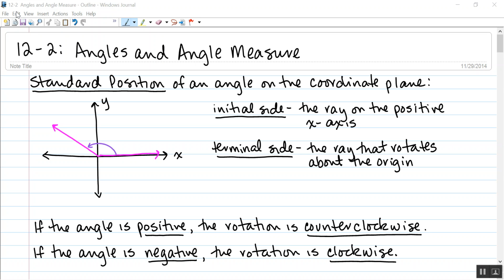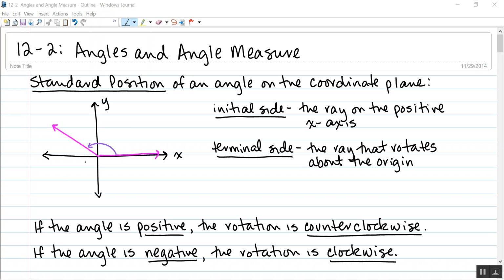Section 12.2 is on angles and angle measure. The standard position of an angle on the coordinate plane looks like this. It's the pink angle that I've drawn here. Its initial side is a ray on the positive x-axis, and its terminal side is the ray that rotates about the origin. So in this case, it happens to be in quadrant 2.